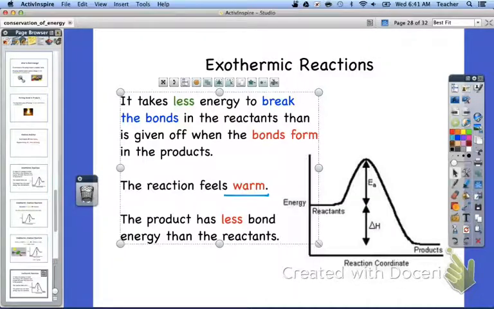So if we were going to draw an energy diagram for this, we would start with some amount of bond energy in the reactants. Again, we have the activation energy to get the reaction started, which would be like a spark in the piezo lighter. And when we form the products, they have less bond energy. We started with roughly that much energy in the reactants, and we ended up with less energy in the products. That difference in energy gets given off as heat, so the reaction is going to feel warm.